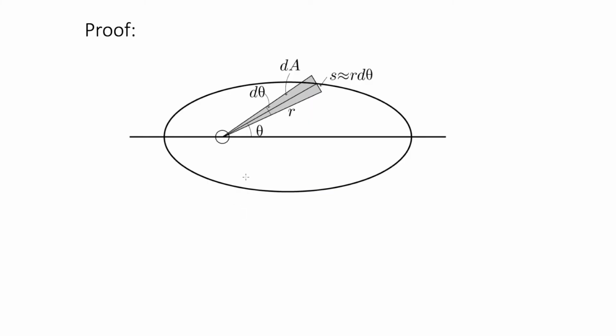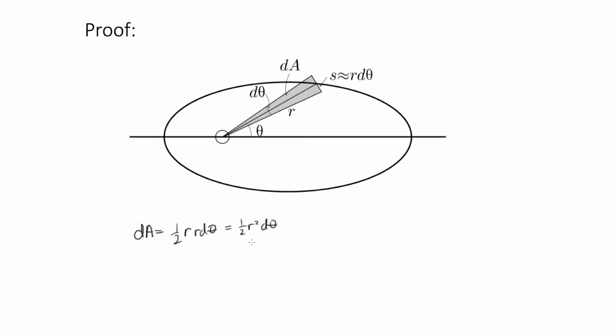So let's prove this. Let's consider this triangle which the satellite sweeps out as it moves through the angle dθ. Well, we know the formula for the area of a triangle is just half the base times the height. So the area of this small triangle is given by a half. Now this length here is the radius, and then the length of our triangle is the arc length, which is r dθ. So we've got a half r squared dθ.